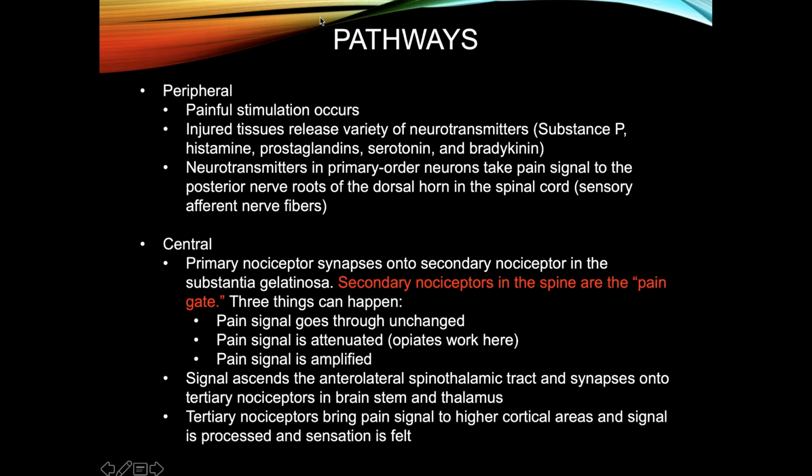The signal then ascends the anterolateral spinothalamic tract and synapses onto the tertiary nociceptors in the brainstem and the thalamus. The tertiary nociceptors bring the pain signal to a higher cortical area in the brain, and this signal then is processed and the sensation is felt. It's pretty amazing when it's broken down this way that it seems so complicated, and we know how fast that actually happens.